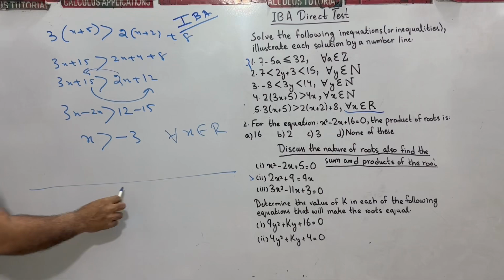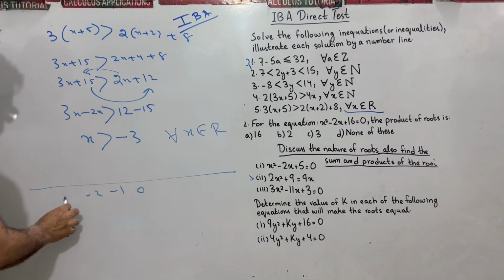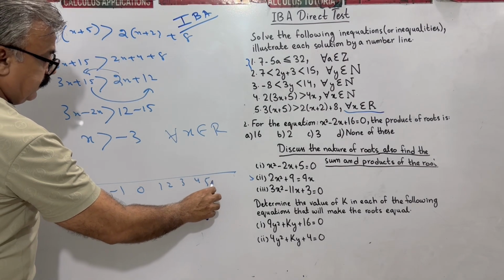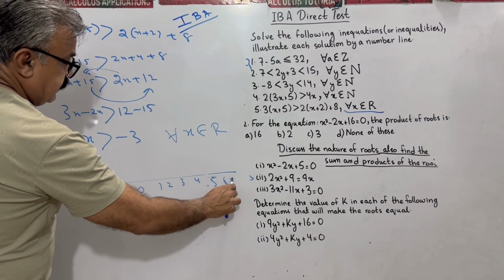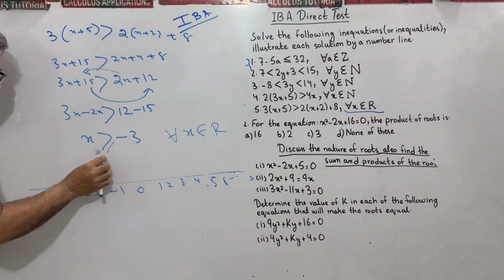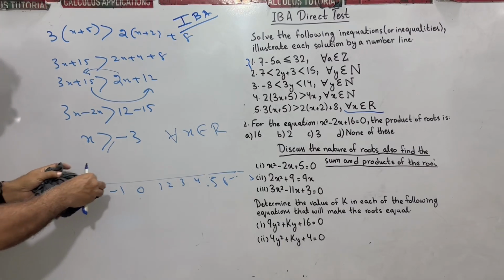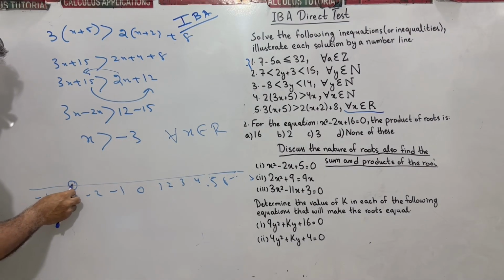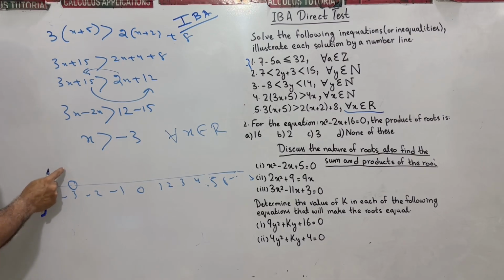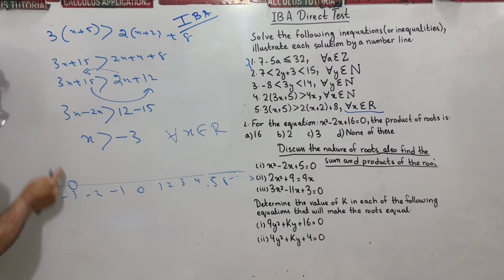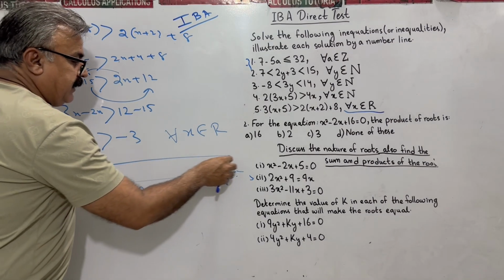Let's find this on the number line. 0, minus 1, minus 2, minus 3, minus 4, and 1, 2, 3, 4, 5, 6 and so on. Look, here it is greater than minus 3. There is no equality sign, which means minus 3 has been excluded. Draw an open circle to show that minus 3 is not included. The solution goes from this point rightwards.